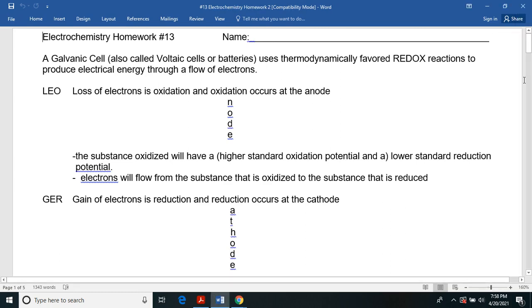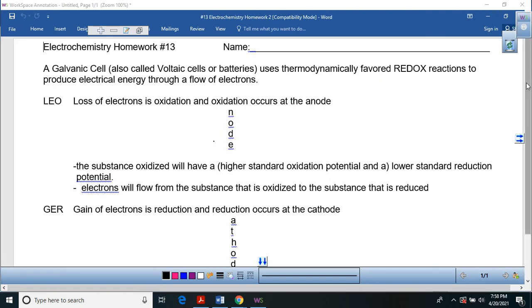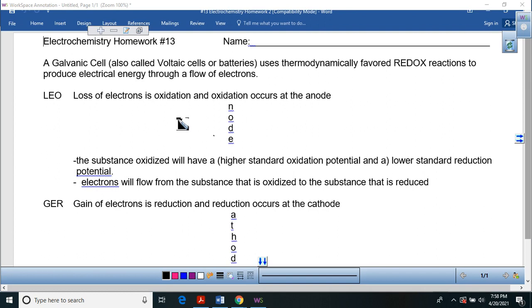So going back to that chapter 4 that we did at the beginning of the year, when we're talking about losing electrons and gaining electrons, we use a simple little saying to help us remember what's happening. And that is, Leo the lion says grr. So loss of electrons is oxidation. Gain of electrons is reduction.